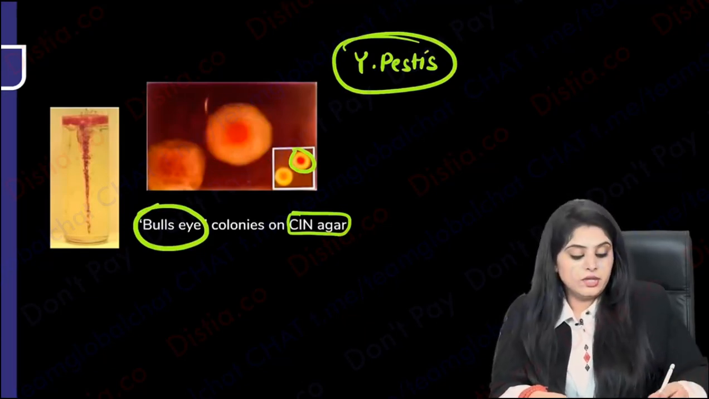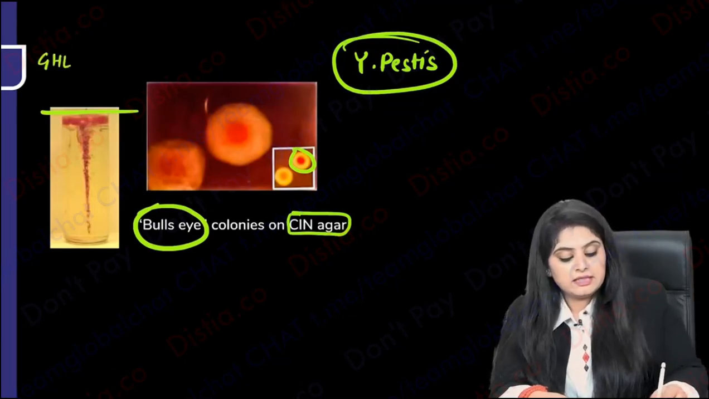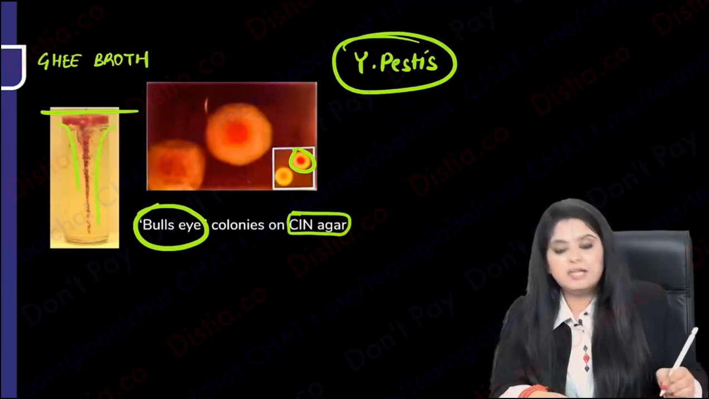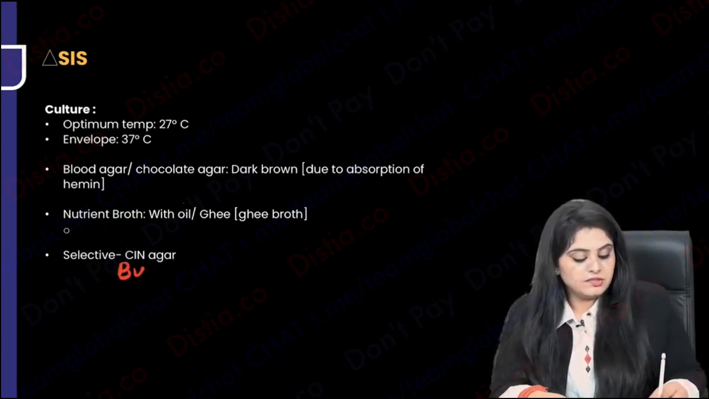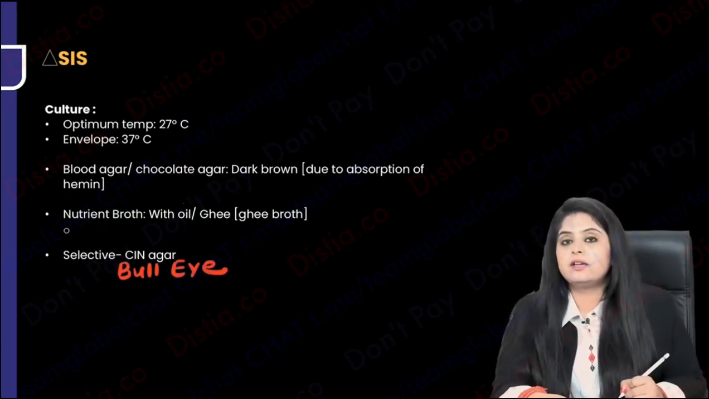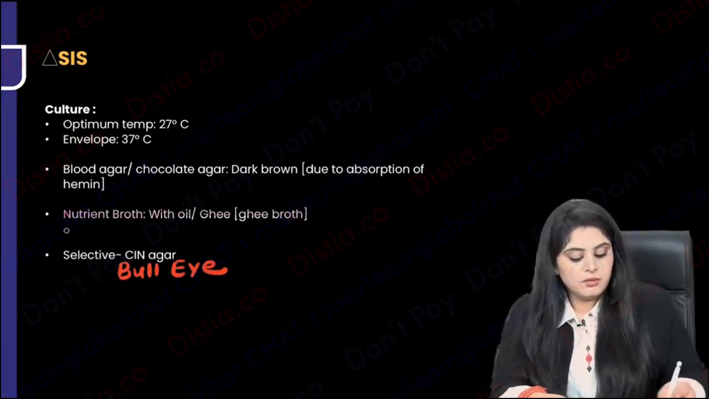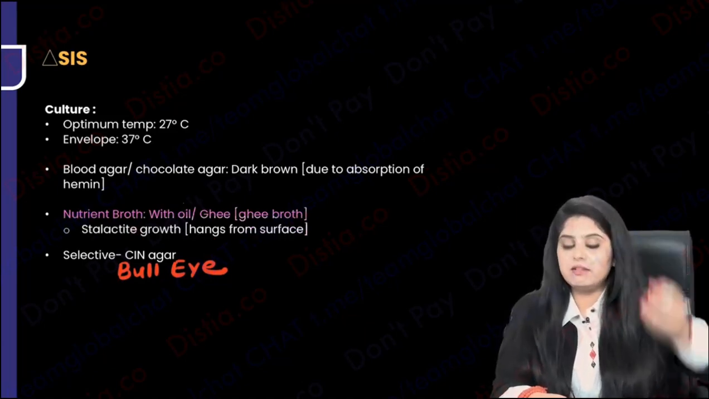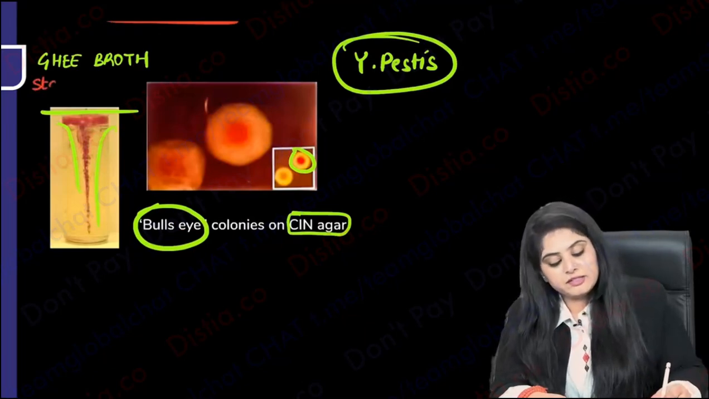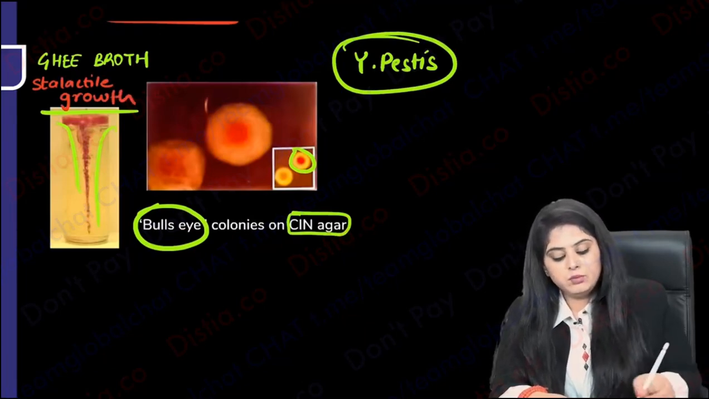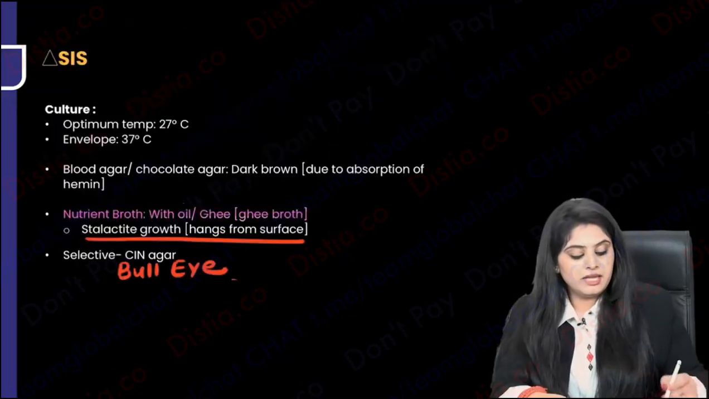Apart from that, you can also see the ghee broth. There is something known as a ghee broth, and from the top of the ghee broth, do you see something falling down? So that is referred to as the stalactite growth. So remember, selective media was CIN agar, that is going to show you the bullseye colony. Whereas if they ask you what is the ghee broth, that is going to show you the stalactite growth. Stalactite growth means something is hanging, dropping from the surface. It is hanging from the top, and bullseye of course looks like a bullseye. These are the two main things.